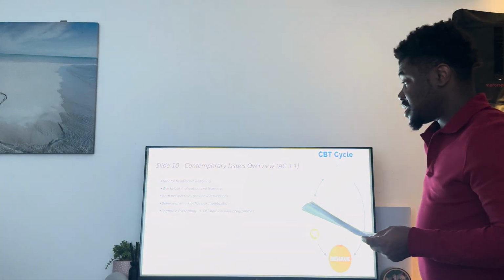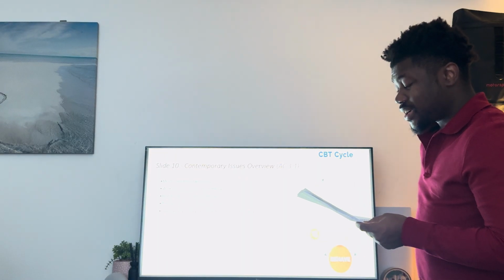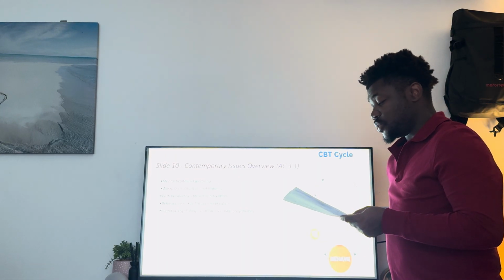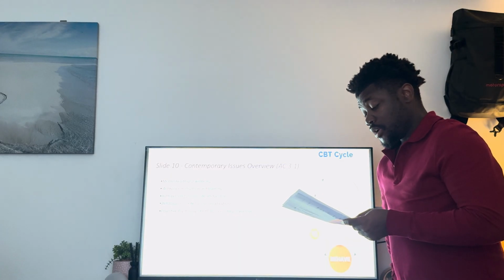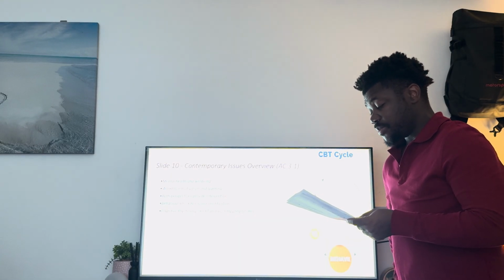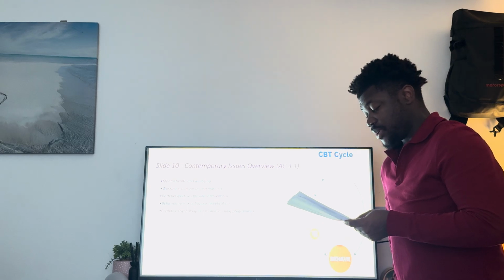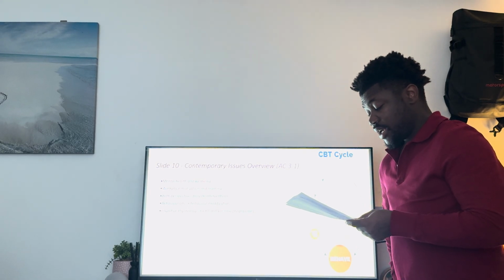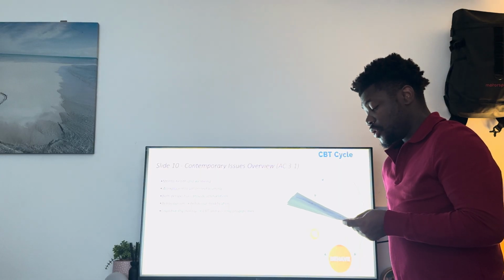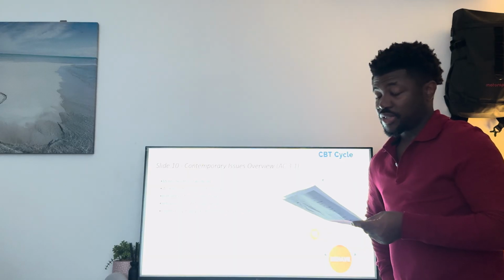Now we move on to the contemporary issues overview. Psychology perspectives can be applied to modern issues including mental health, diversity, and workplace well-being. Behaviorism has influenced behavior therapies and education, while cognitive psychology has informed cognitive behavior therapy and learning strategies. In the next slide, we will evaluate how each perspective contributes to understanding and addressing contemporary psychology issues.